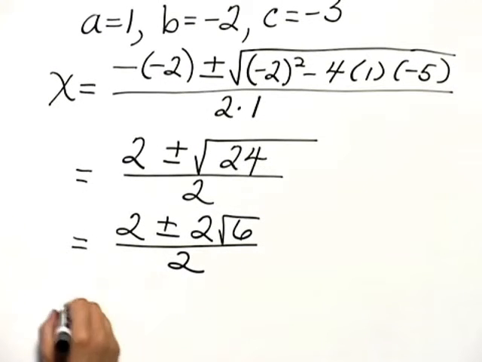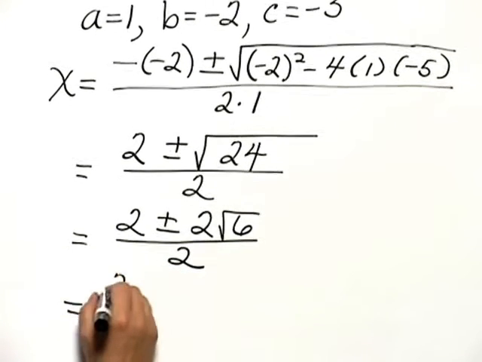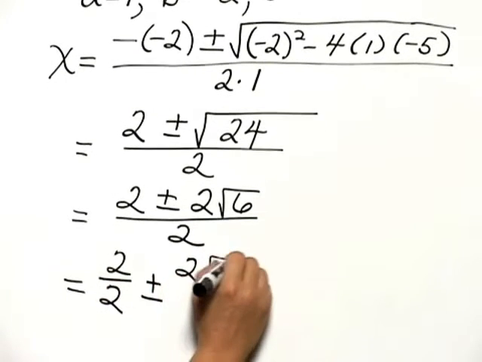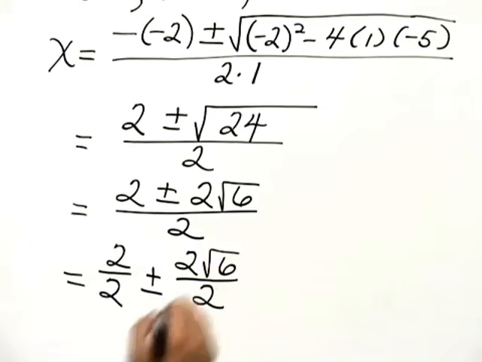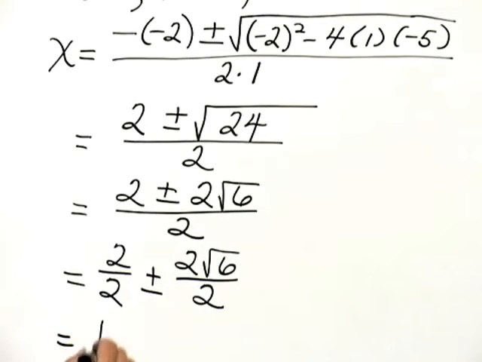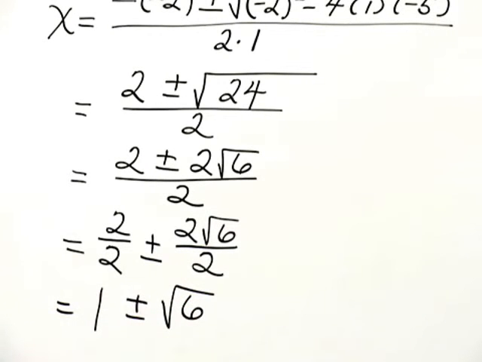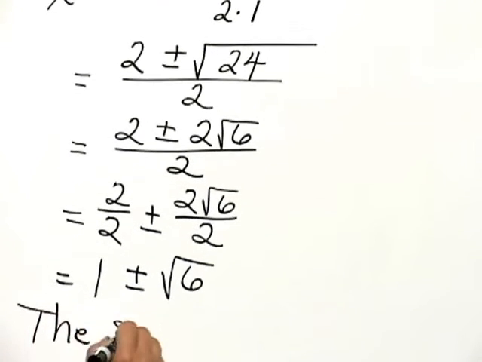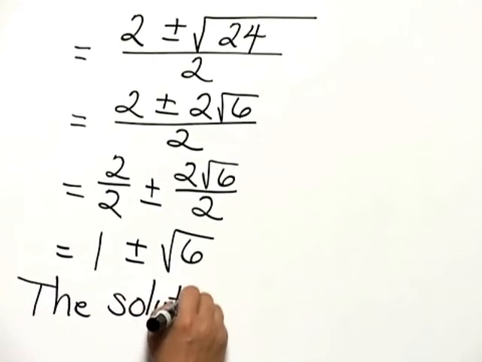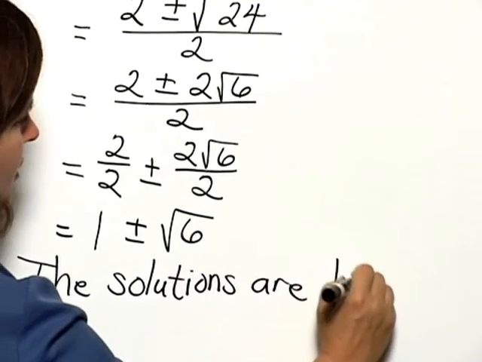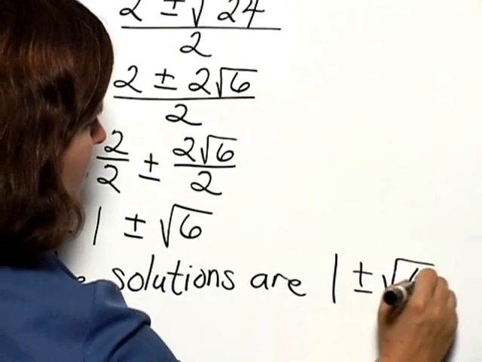And now to simplify this, let's write this as 2 over 2 plus or minus 2 square root of 6 over 2. And then we can see that we have here 1 plus or minus the square root of 6. Now remember that this represents two solutions, 1 plus the square root of 6 and 1 minus the square root of 6. So we can state that the solutions are 1 plus or minus the square root of 6.